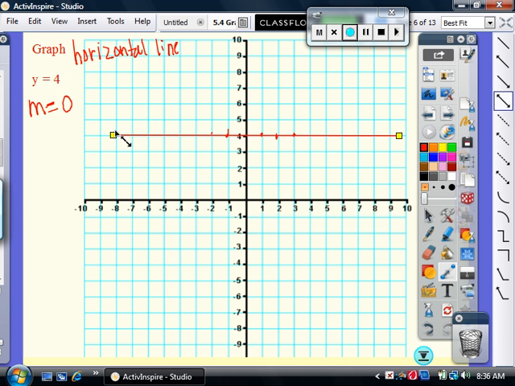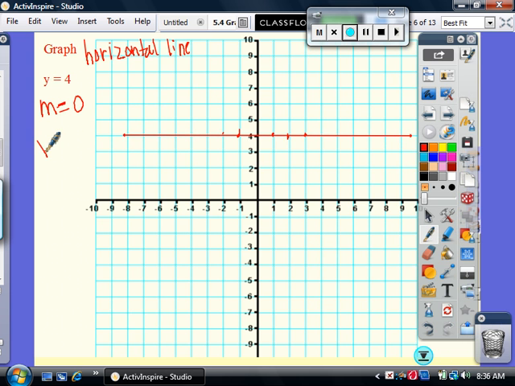Alright, so let me ask you a question. What would be the x-intercept? Does it go through 0, 0? There is not one, and so we're going to say none. It has no x-intercept. All right, what is its y-intercept? That's right.